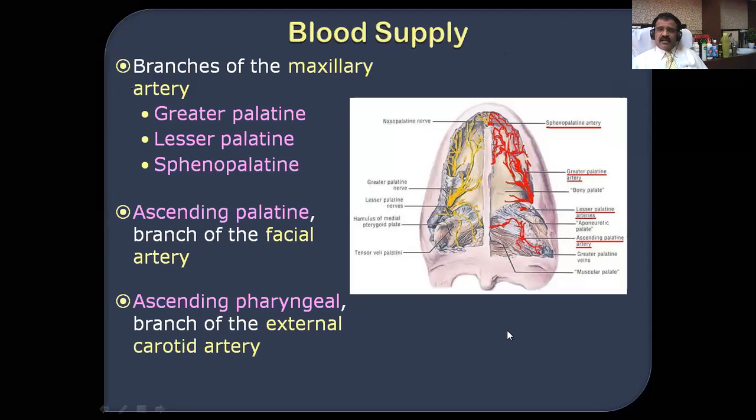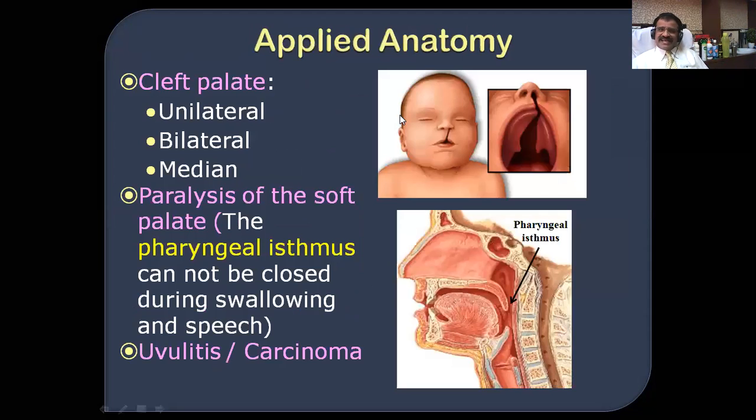Okay. And applied anatomy of the palate is cleft palate. You can see this child suffering from cleft palate. It's a congenital anomaly. It can be unilateral, bilateral, or median. So this is a cleft palate. Cleft palate म्हणजे palate ला फट असणे.